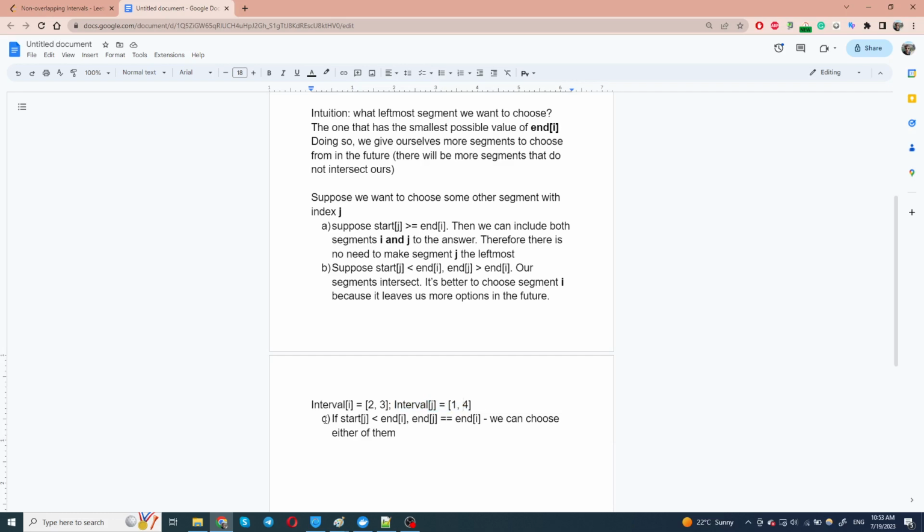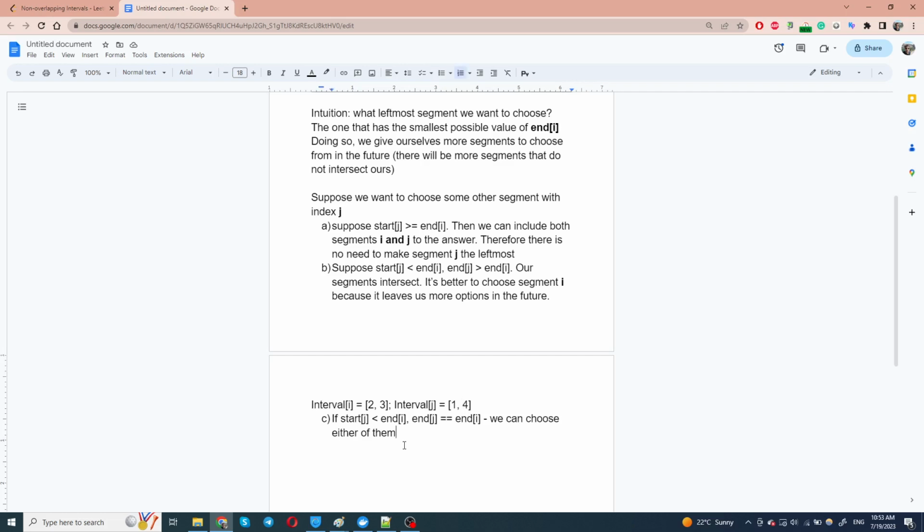Okay, and the final case: if start of j is less than end of i, and end of j is actually equal to end of i, then we can choose either of these segments. Basically, if we have several segments that end at the same point, we can choose either of them, because they are equally optimal for our future solution.